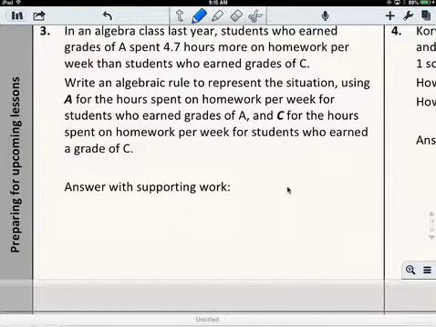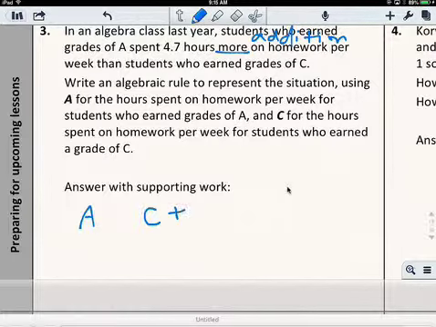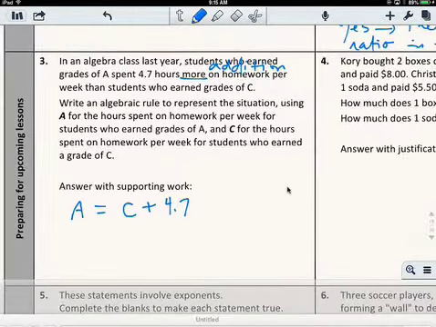Okay, so for students that got A's, let's think about what this means. They spent 4.7 more hours. So more is addition. If I do something more, it's additional. More and additional are synonyms for that reason. So if I take what you study if you get a C, and I add to that 4.7 hours, I'll get how many hours of homework people who get A do. And I think that should be sufficient.